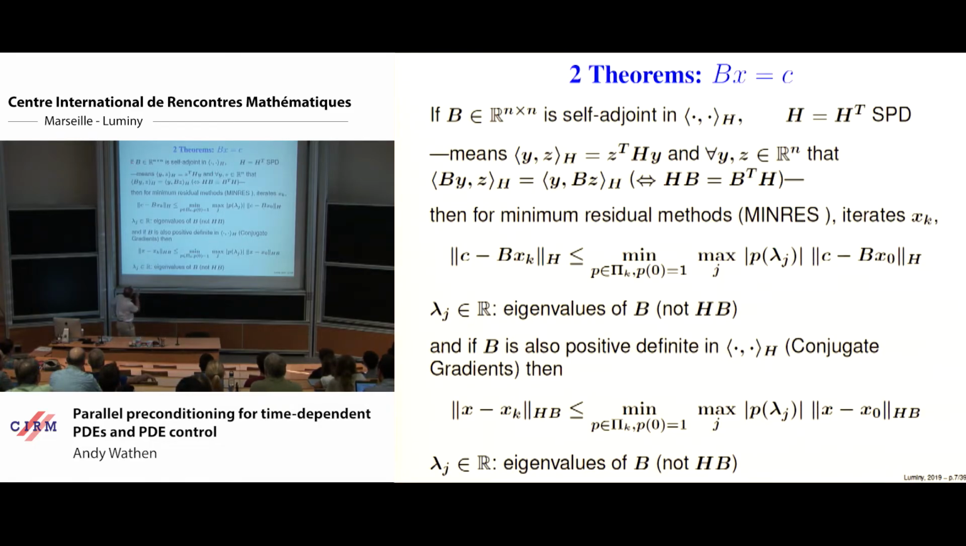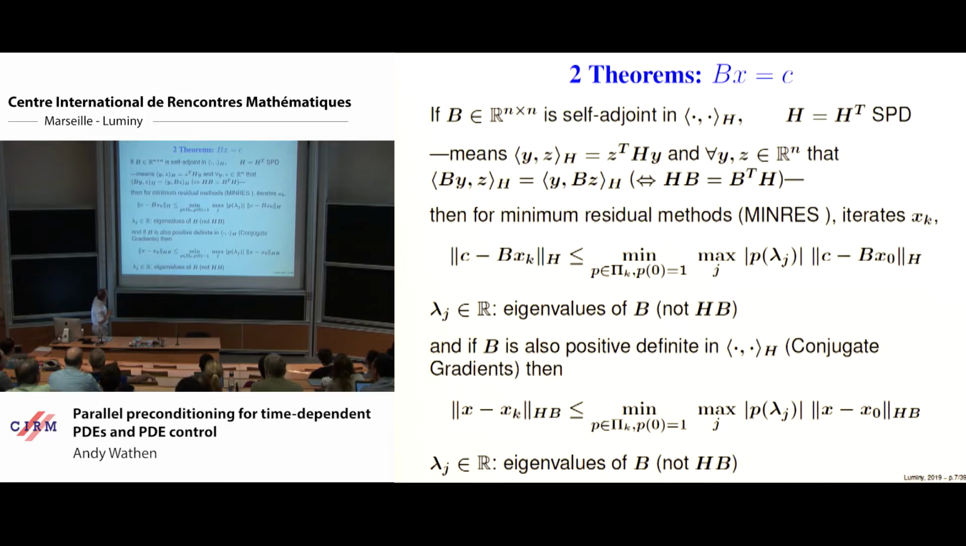This first statement means that, of course, Y with Z in this inner product is Z transpose HY. That's the definition of this inner product. And so B being self-adjoint in this inner product means that BY with Z in this inner product is the same as Y with BZ. In other words, the adjoint in this inner product is exactly the same as the matrix itself, and this is the same as HB is B transpose H. So B is not symmetric, H is symmetric positive definite, right? So that's what this first statement means.